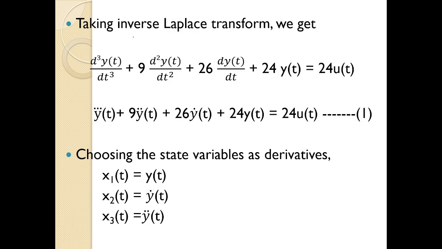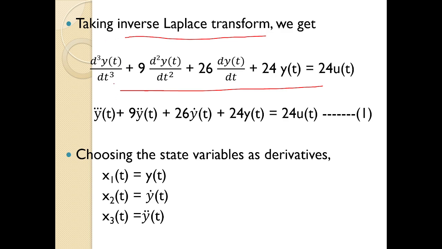Now take the inverse Laplace transform. If you take the inverse Laplace transform of the above equation, you will get d^3/dt^3 of y(t) + 9 into d^2/dt^2 of y(t) + 26 into d/dt of y(t) + 24 y(t) is equal to 24 u(t). So by taking the inverse Laplace transform, you will get this expression.